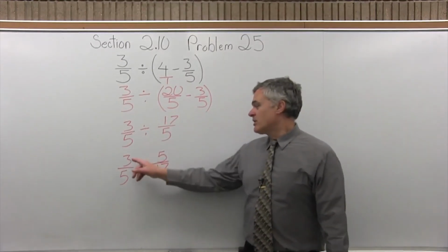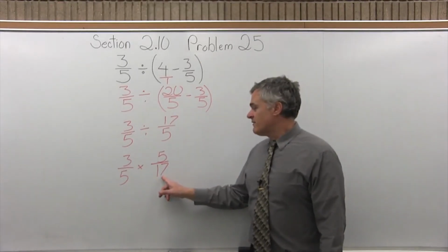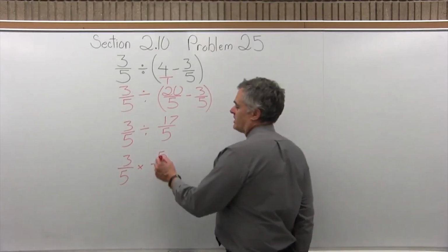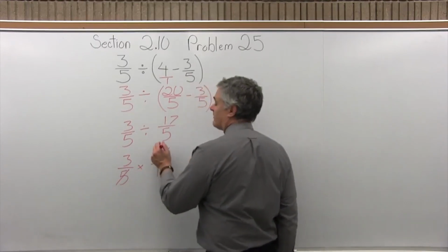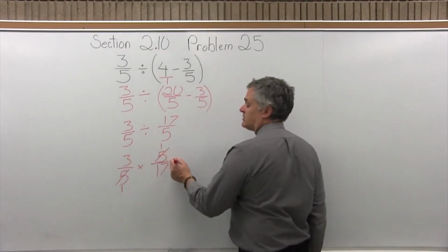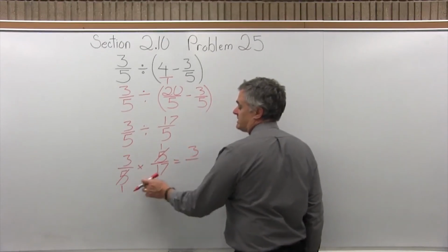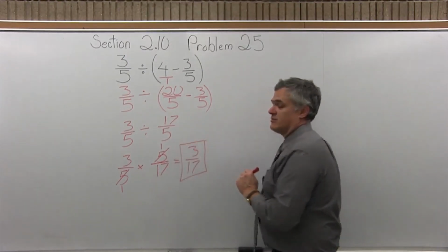And I can multiply across the top and across the bottom and reduce, but these numbers are starting to get fairly big now. 5 times 17, you might not know what that is off the top of your head, so I can just cancel the 5 in the top, 5 in the bottom. 5 goes into 5 once, 5 goes into 5 once again in the bottom. Now I'm multiplying across the top. 3 times 1 is 3, and in the denominators, 1 times 17 is 17. So the final answer is 3 over 17.